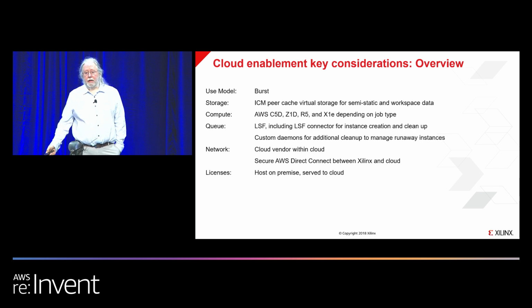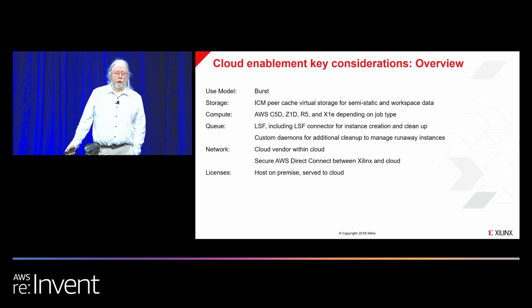Licenses, we host on-premise and we serve to the cloud. You have to be aware of what type of job you're running when you do that. We have seen some flows that just work fine. We have some SPICE jobs, for instance, that run really quickly. They're typically in the 2, 3, 4 second range. The time to get the license exceeds the runtime, and your overhead becomes significant when you do that. And I'll show you some data results later that highlight that problem.